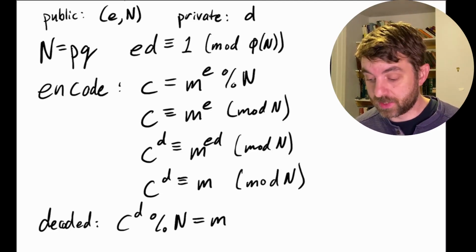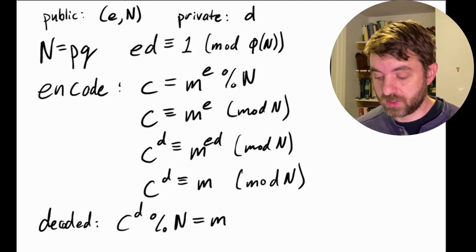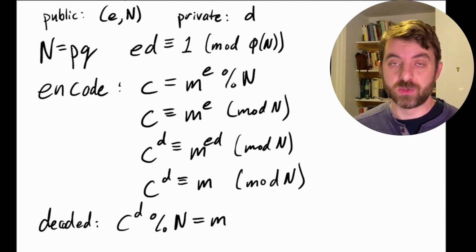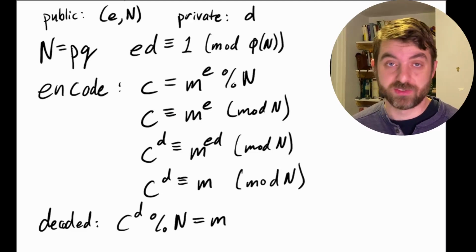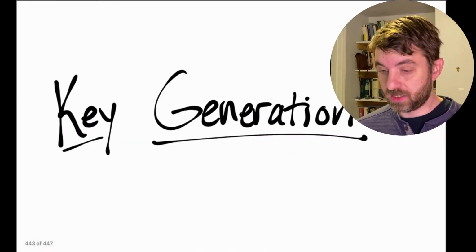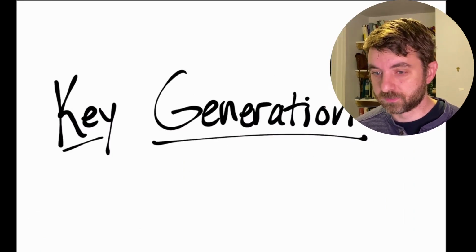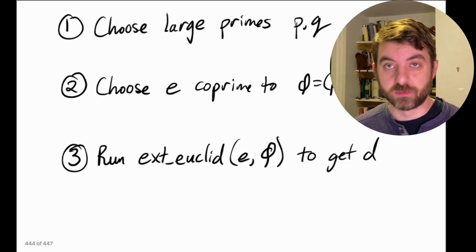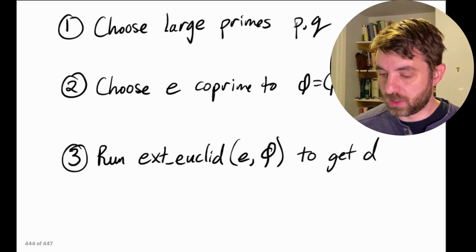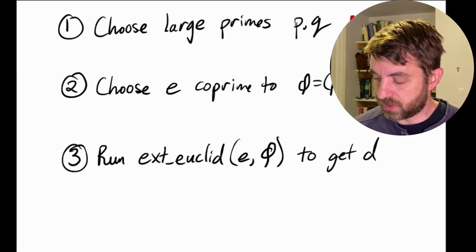And that's it. So that's why the RSA cryptosystem works in terms of giving you back the original message. It's why you can decode, and it also gives you some hints on how to actually construct these keys. How do you generate the keys? Well, a simple process: we pick two large primes, p and q, and we set n to be equal to their product.